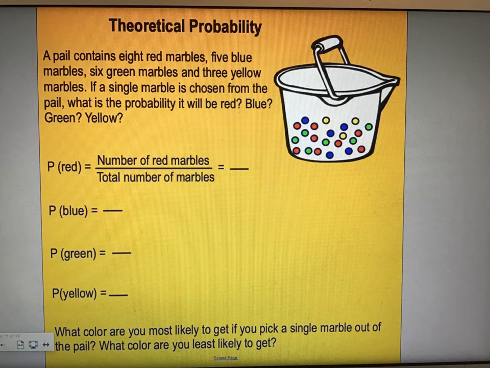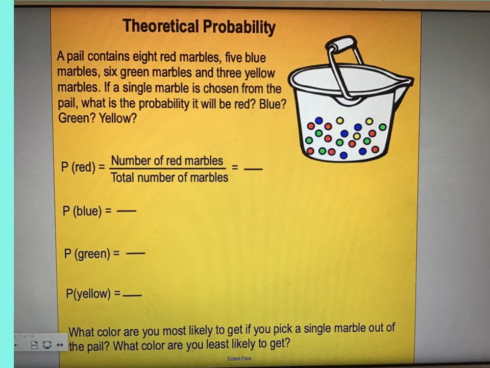All right, let's try this one. We have a pail that contains 8 red marbles, 5 blue marbles, 6 green marbles, and 3 yellow marbles. If a single marble is chosen from the pail, what's the probability to be red, blue, green, and yellow? So we have 4 to do right there. Raise your hand if you can figure out how many are red.